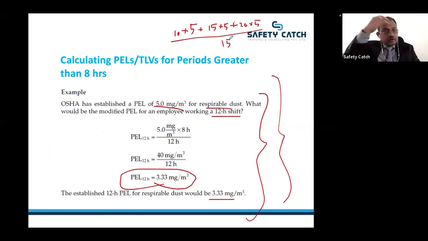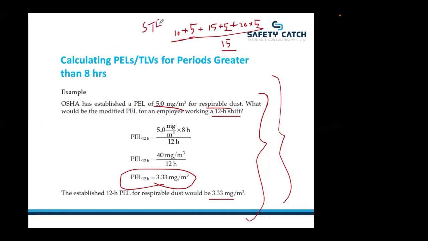And compare with EH40. Then you will understand whether it is safe. If it is safe, you tell, okay, my employees are safe, I don't need to do anything. So here everything is multiplied by 5 minutes, 5 minutes, 5 minutes, divided by 15 minutes. That is the STEL, short-term exposure limit calculation.